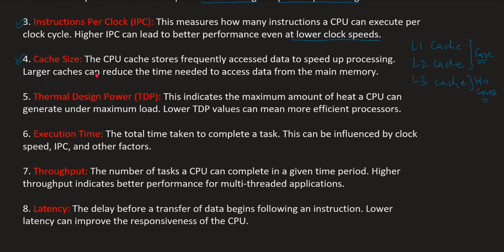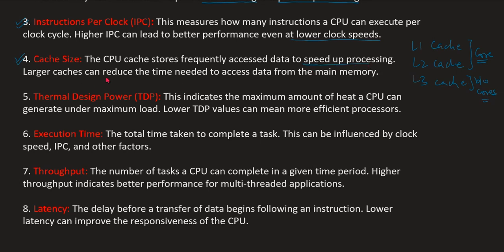The cache size further increases the speed as well as the performance of the processor. Cache memory facilitates the storage of frequently accessed data by the processor. So whenever the processor wants to access frequently accessed data, it will be available near the processor, so it takes less time. So cache memory facilitates faster access to data, reducing time and increasing the efficiency of the processor. The CPU cache stores frequently accessed data to speed up processing.